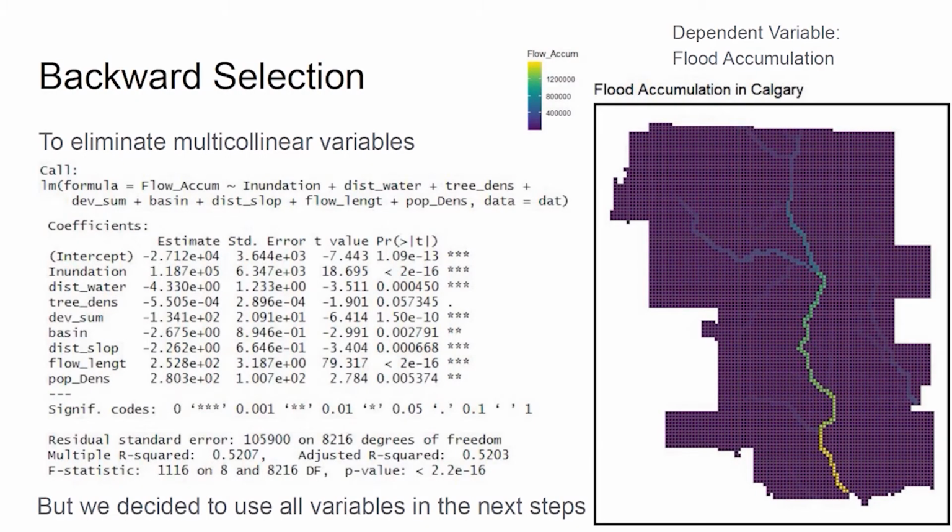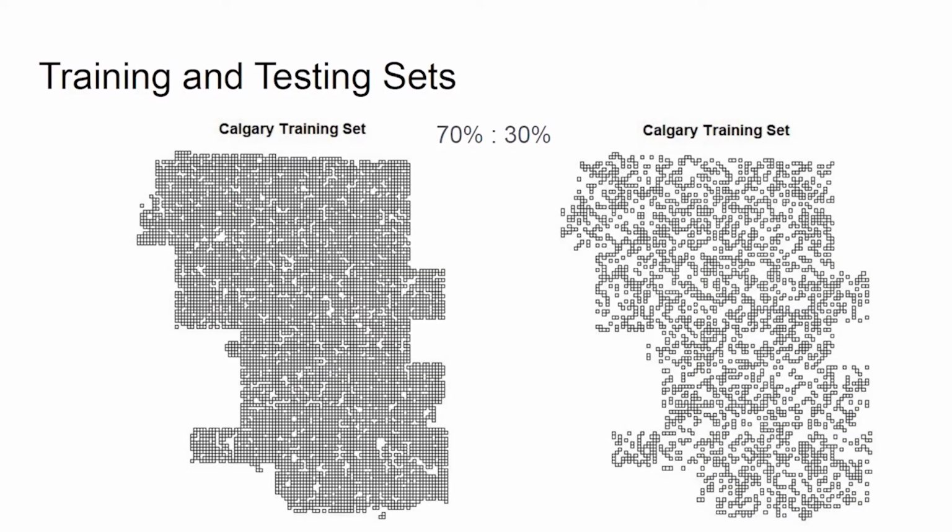In the first step, we consider flood accumulation as the dependent variable to run the backward selection to eliminate multicollinear variables. But as the result, we decided to continue with all variables. The next step for our model process is to split data randomly into 70% training set and 30% test set, and then build the model on training set and validate the model on test set.